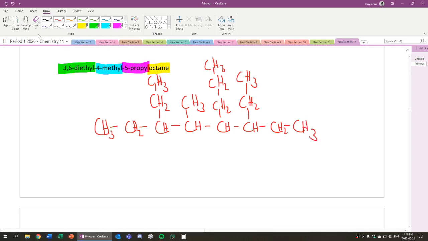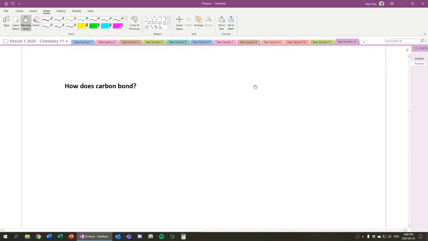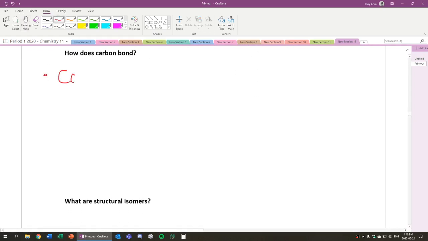So you can see right away from the name and the formula that there's an ethyl group on the 3rd carbon and the 6th carbon. There's a methyl group on the 4th carbon, and there's a propyl group on the 5th carbon. Okay. So let's move on to the next example. So how does carbon bond again? Well, remember, carbon has 4 bonds.